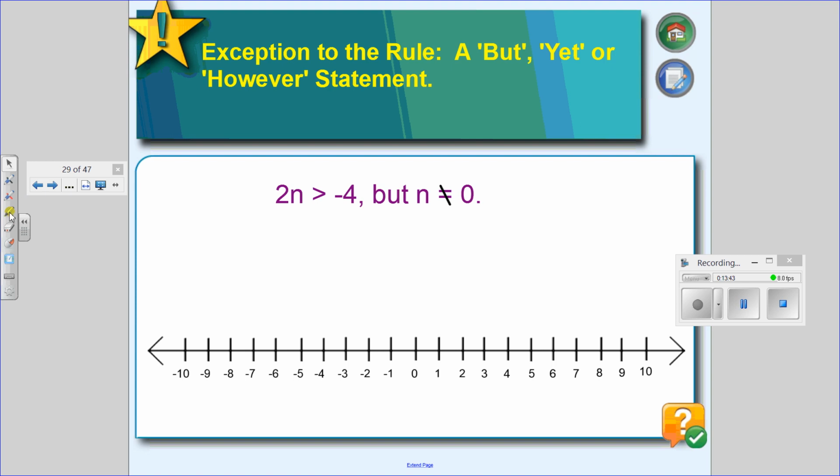There's one more that I think you'll see from time to time, and there's an exception to the rule. It's called a but statement or a yet statement or a however statement, okay? If 2n is bigger than negative 4, but n does not equal 0, how do we graph this? Interesting, okay? So if 2n is greater than negative 4, let's get n by itself, do a little solving.